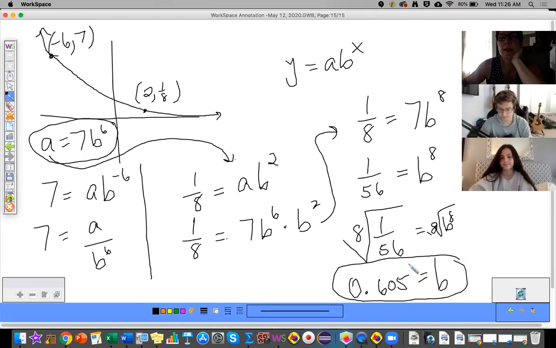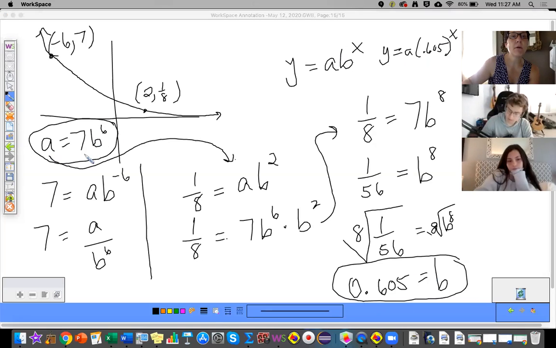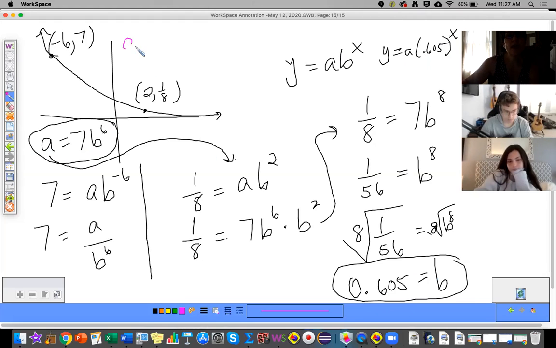Now that we have that for b, in my equation up top I now have y equals a times 0.605 to the x power. I have to find out what a is. Let's go back to this equation right here. a is equal to 7 times whatever b to the 6th is. So a is equal to 7 times 0.605 to the 6th, and then raise that to the 8th power. What do you get for a, honey?